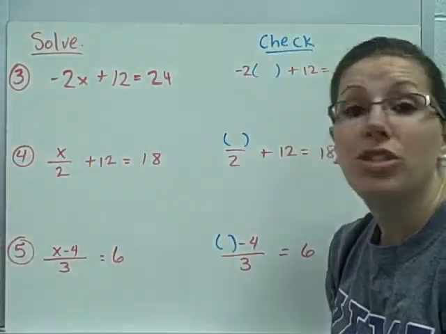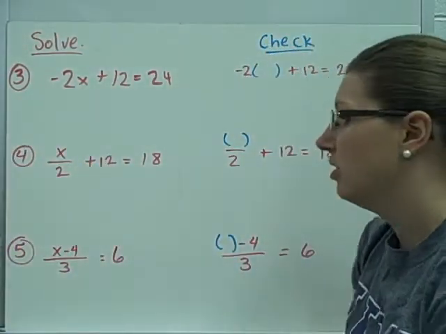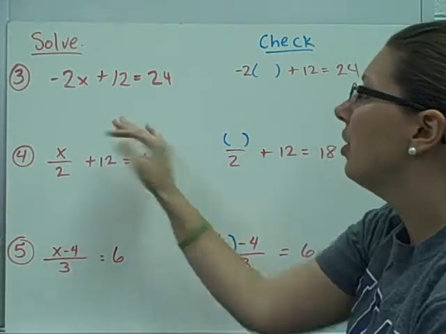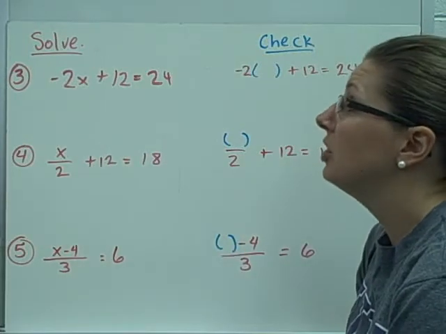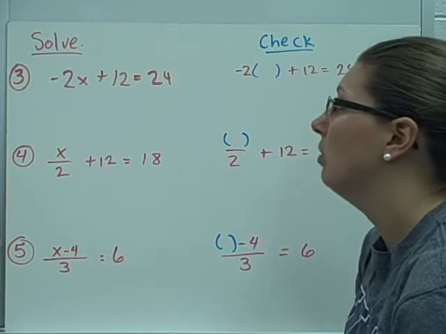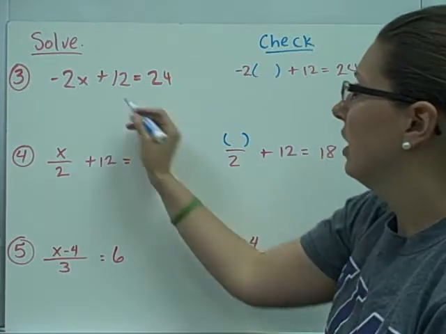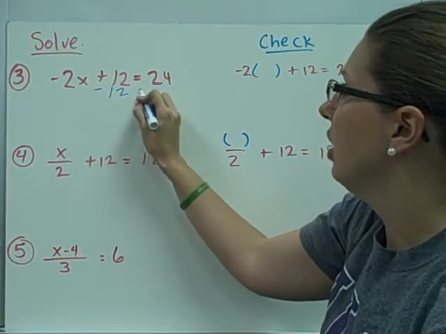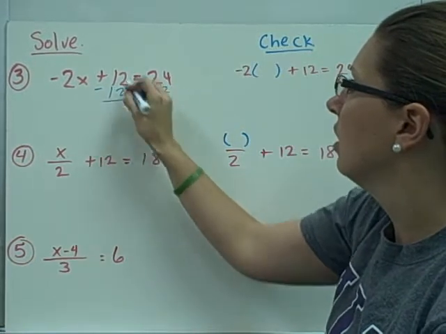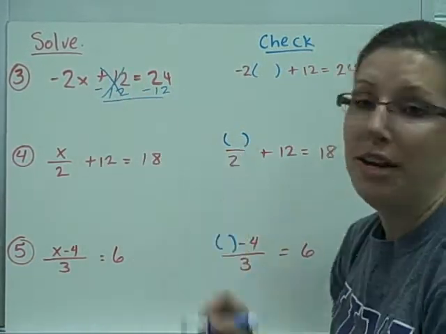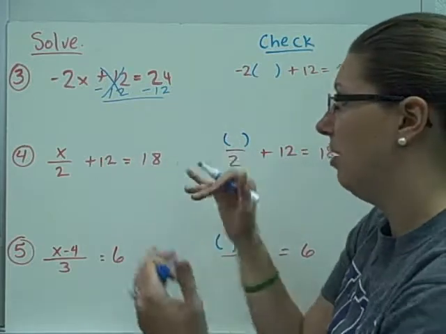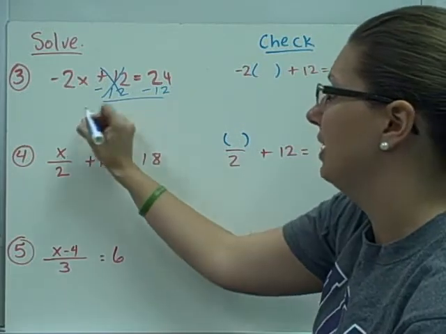All right, we're going to try these 3 together. So get your pencil ready. Here's our original problem. Negative 2x plus 12 equals 24. So the first thing I do is undo the addition or subtraction. Sometimes I draw a line underneath so that I know that's one step and I need to bring down my work.